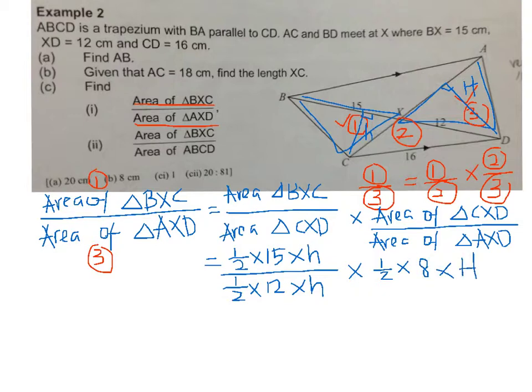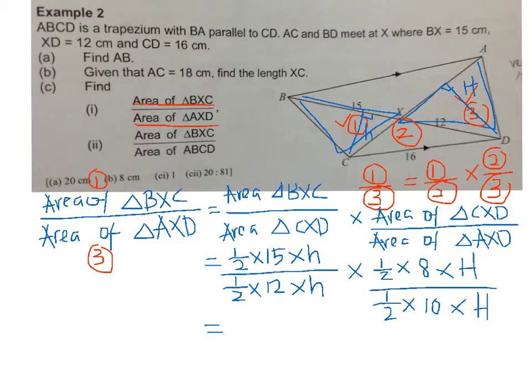Multiplied by height, over half multiplied by the base. My base is now AX. So with AX as my base and H as my height, I can find the area of AXD. So the value of AX will be 18 minus 8, which is 10, multiplied by my height.